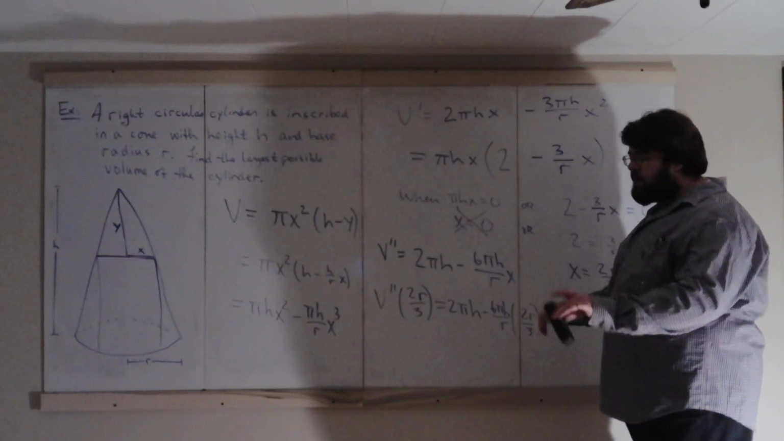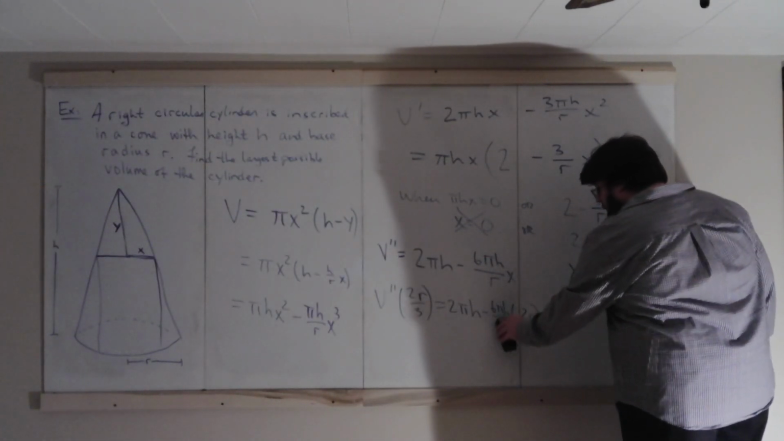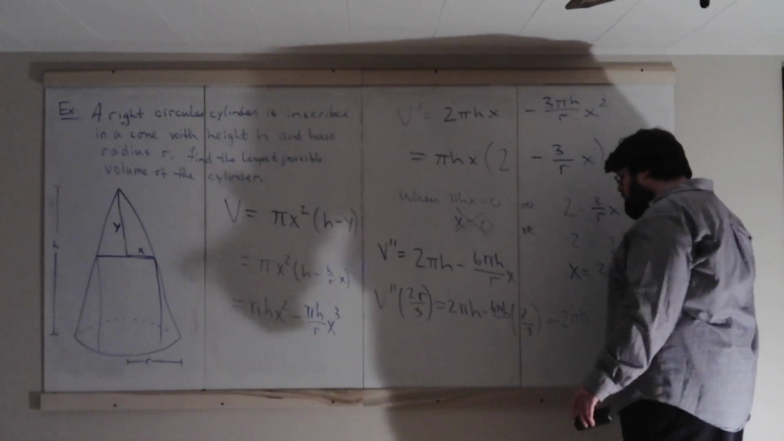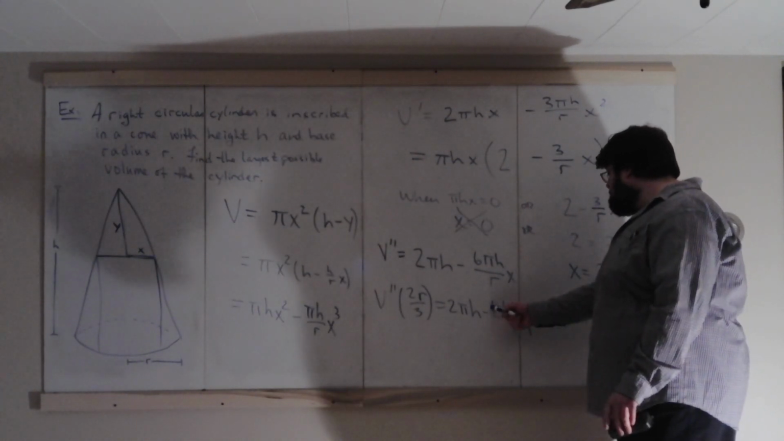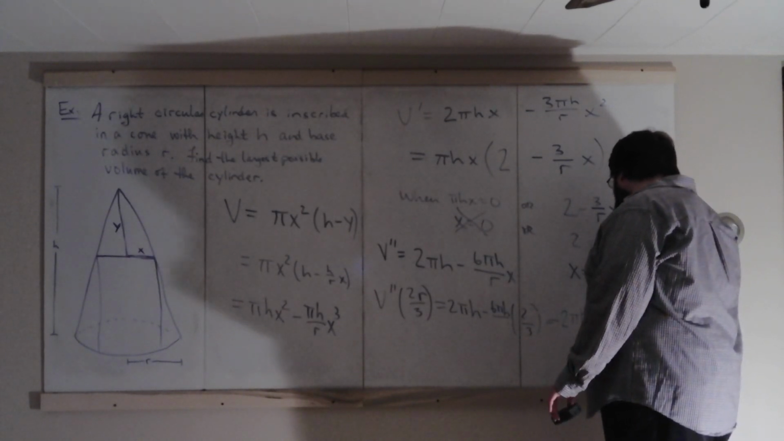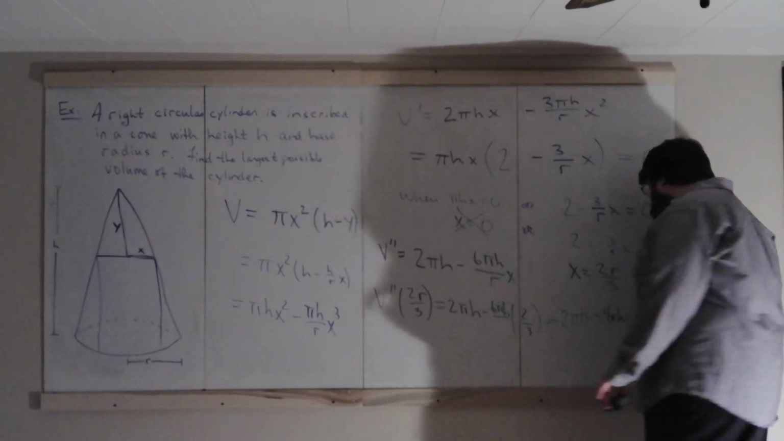You could try a factoring thing here. I'm not going to factor. We'll see that we don't need it. R divided by r cancels. 6 divided by 3 is 2. Well, let's do 6 times 2 is 12, divided by 3 is 4. So minus 4 pi h, which equals negative 2 pi h.